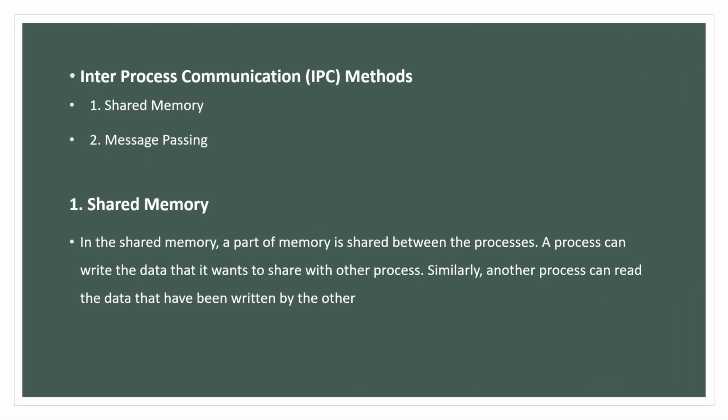Next, inter-process communication methods. There are two methods of inter-process communication. The first one is shared memory, and the second one is message passing. In the shared memory method, a part of memory is shared between the processes. A process can write the data that it wants to share with the other process. Similarly, another process reads the data that has been written by the other process.